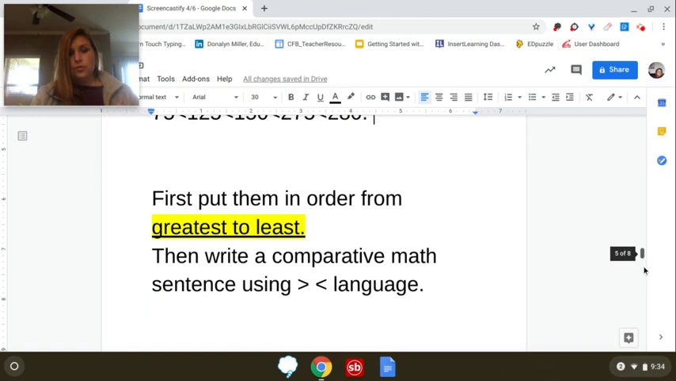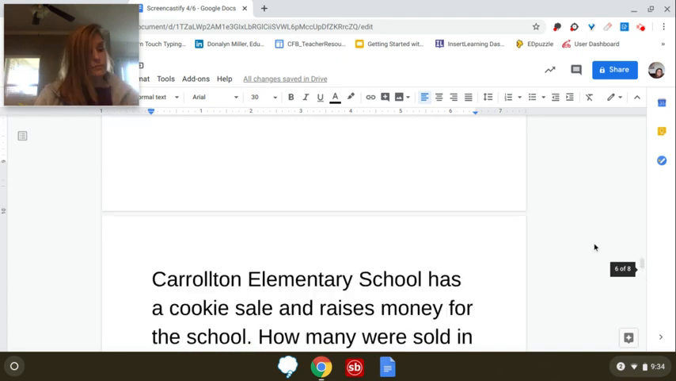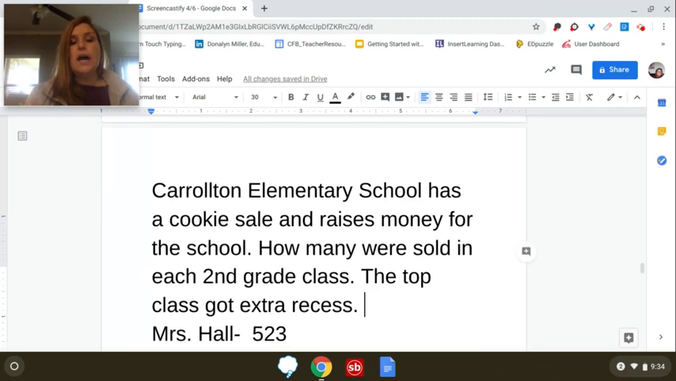I want you to do the same thing that we just did. We're going to put this list in greatest to least. So we're going to go opposite what we just did. Let me read you what the situation is, and then we're going to try it. It says, Carrollton Elementary School has a cookie sale and raises money for the school. How many were sold in the second grade class? The top class got extra recess.